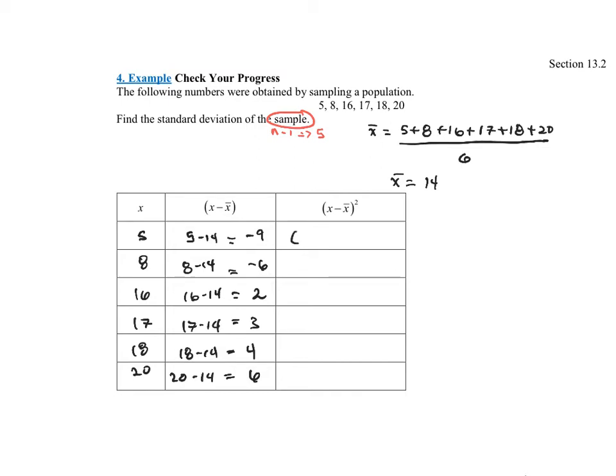Now what do I do? I take those deviations and I square them. Negative 9 squared is a positive 81. Be careful with your parentheses on this one. You should always get a positive number. Negative 6 squared is 36. 2 squared is 4. 3 squared is 9. 4 squared is 16. And 6 squared is 36. Go ahead and add all those numbers together. When you add all those numbers together, let's see what you get. Do so now.